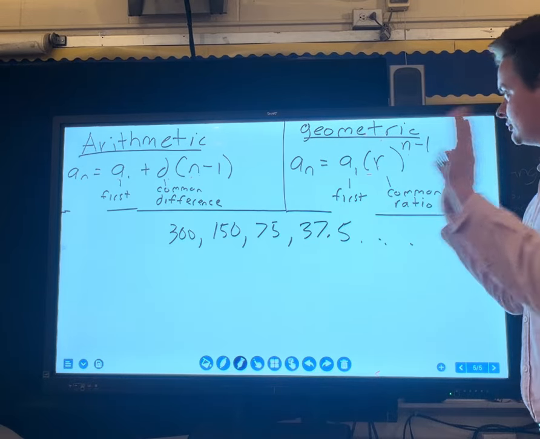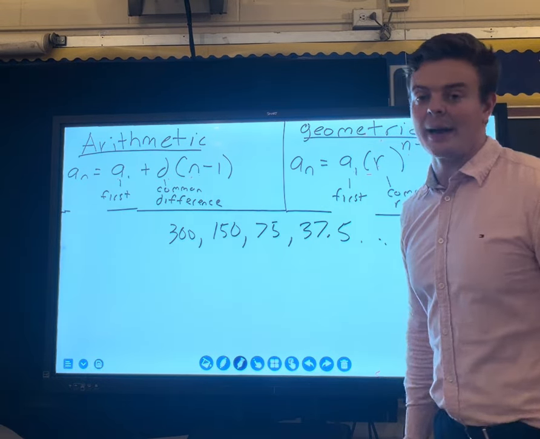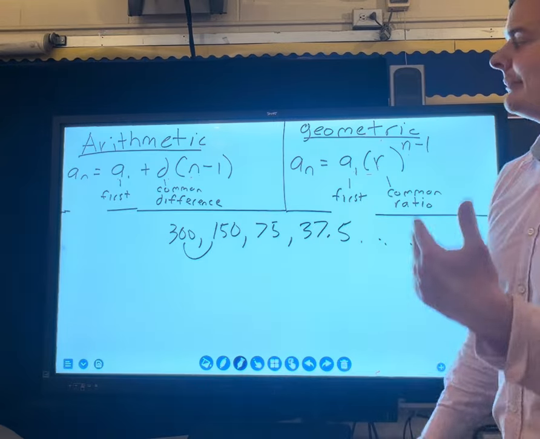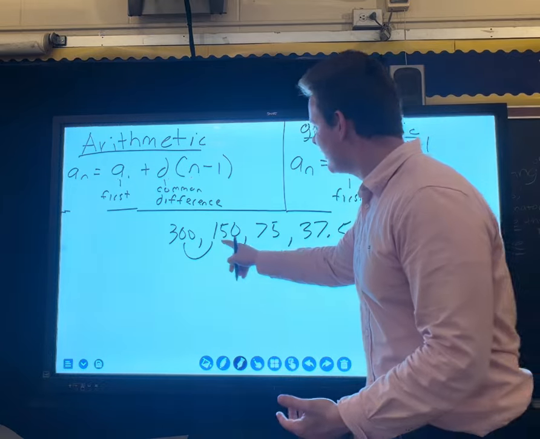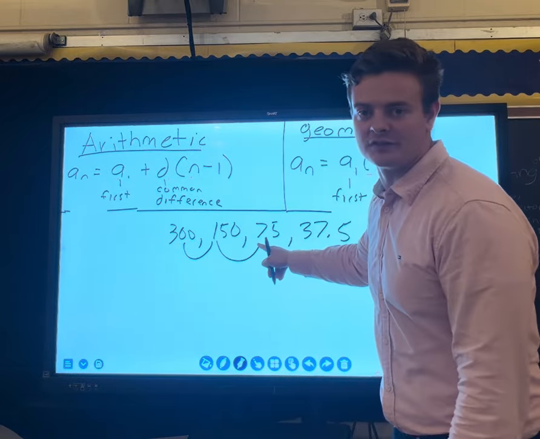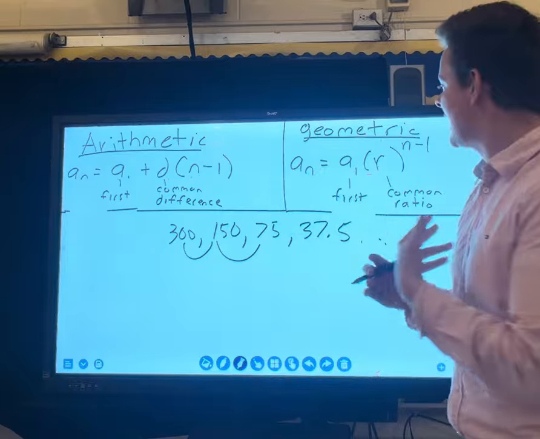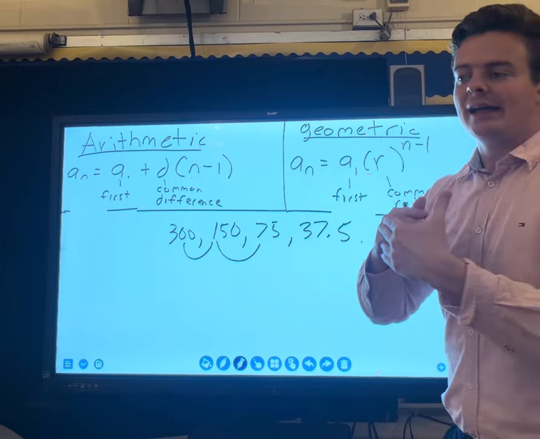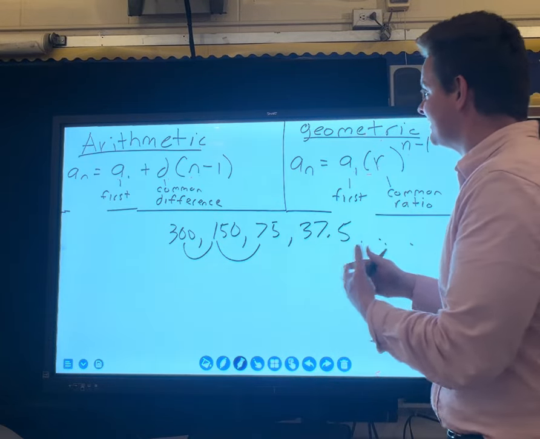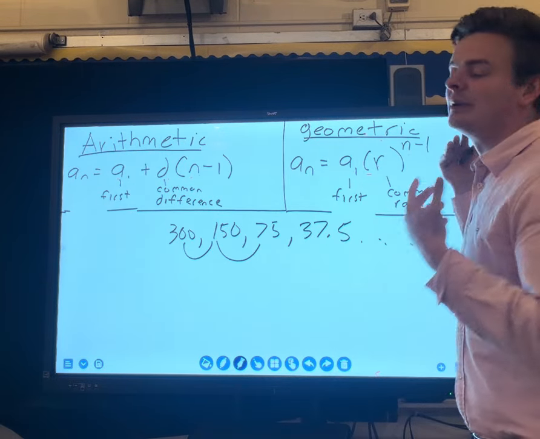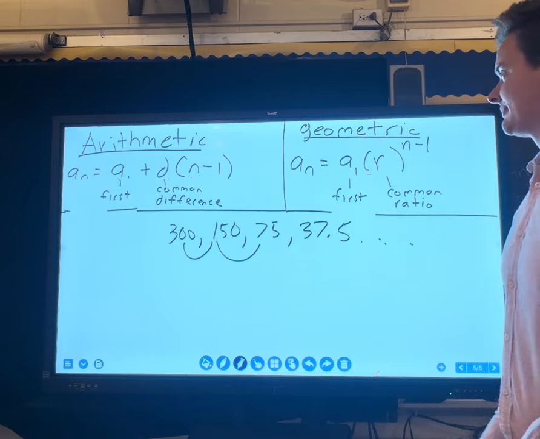Okay, so I looked at what happened. I went down 150. Okay, maybe it's minus 150. But what is 150 minus 150? Is it 75? No. So it changed. It's not changing by the same amount. Therefore, it's not arithmetic. I'm not subtracting the same thing. I must be dividing or multiplying by something.